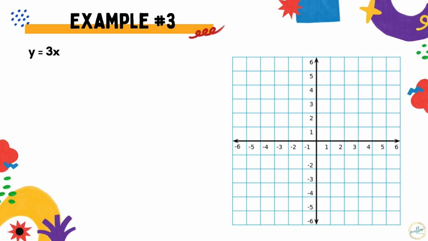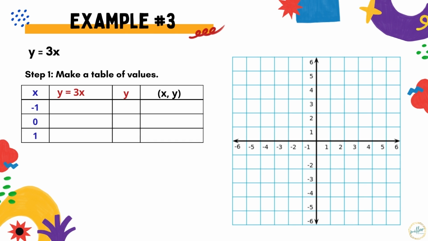Example number 3, y equals 3x. Step 1, make a table of values. Let's try x equals negative 1. 3 times negative 1 is negative 3. So one of our solutions is negative 1, negative 3. X equals 0. So 3 times 0 is 0. Our next solution is 0, 0.